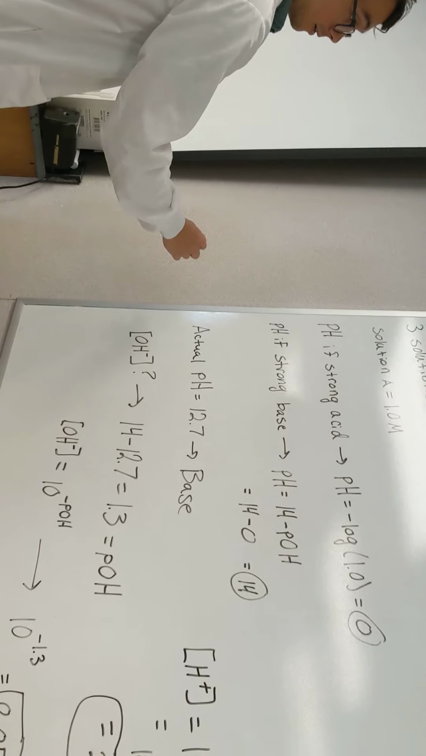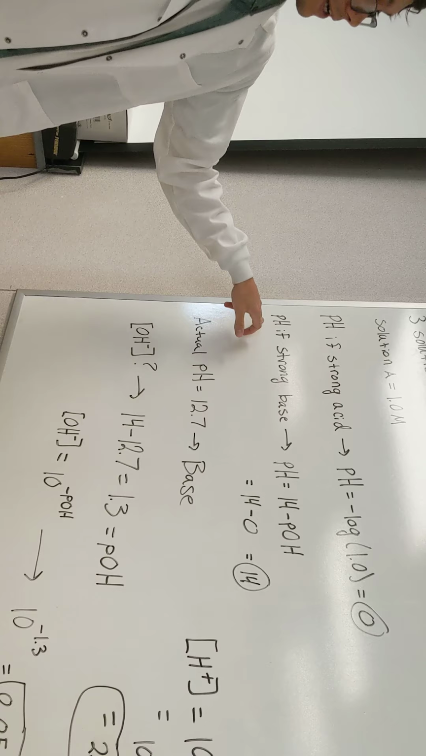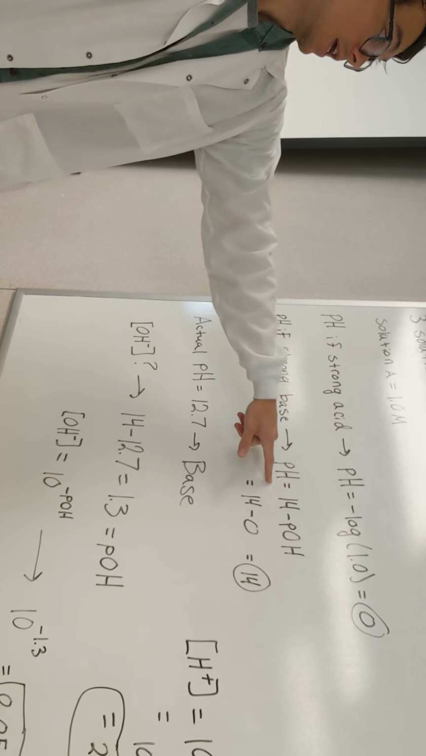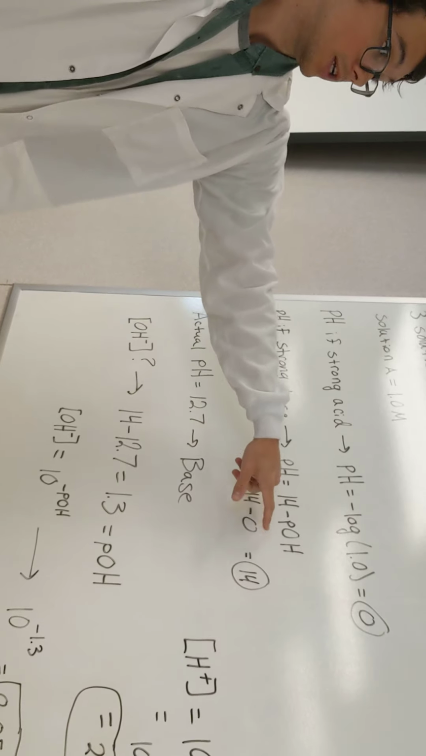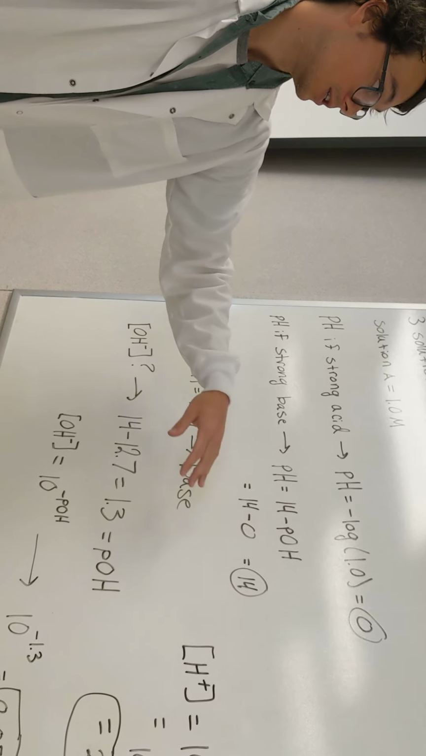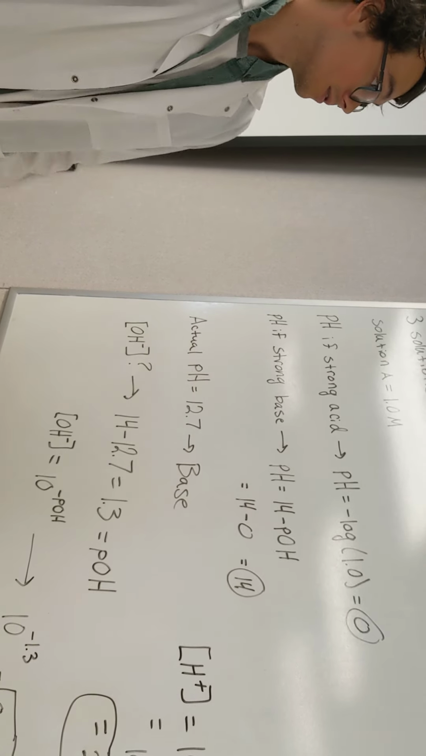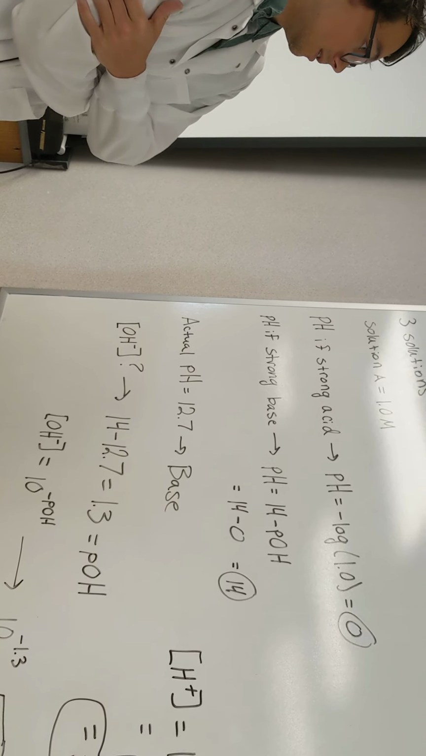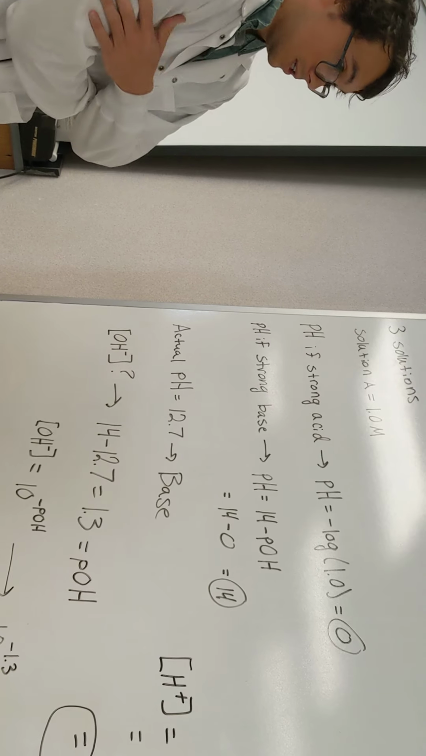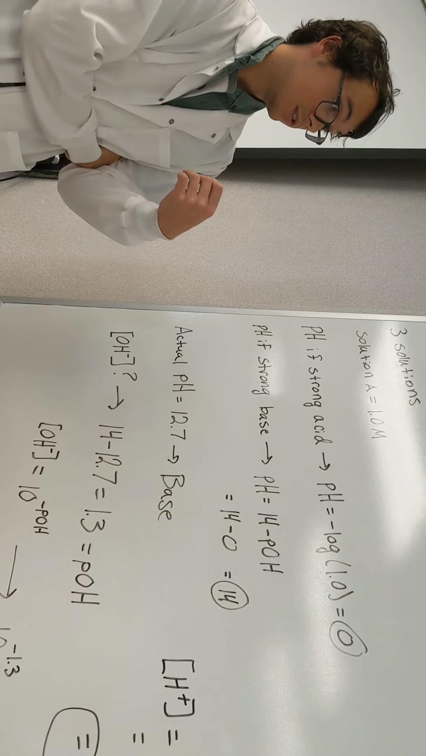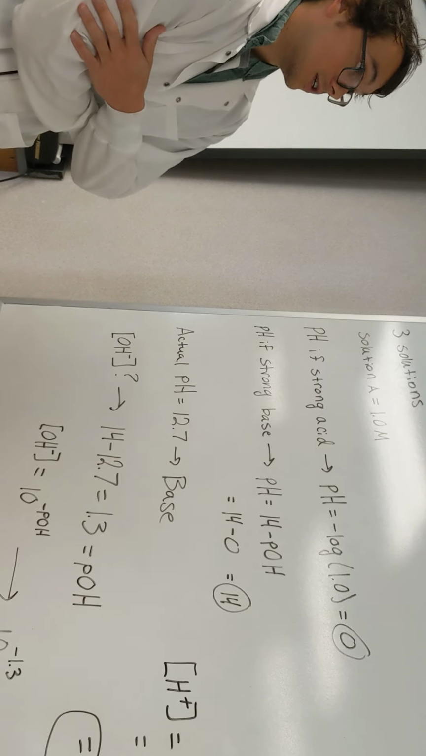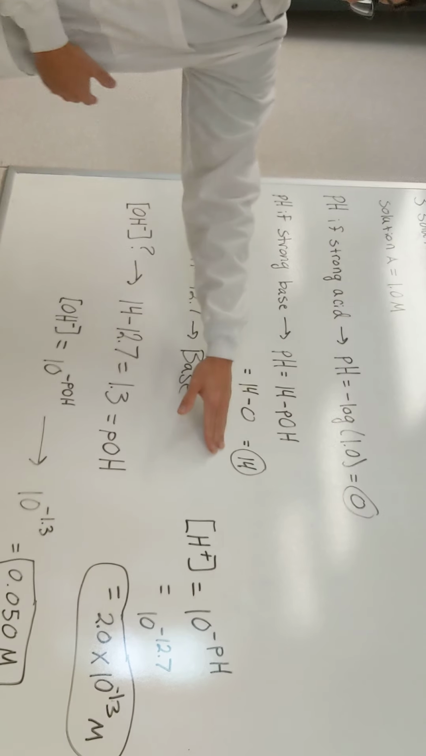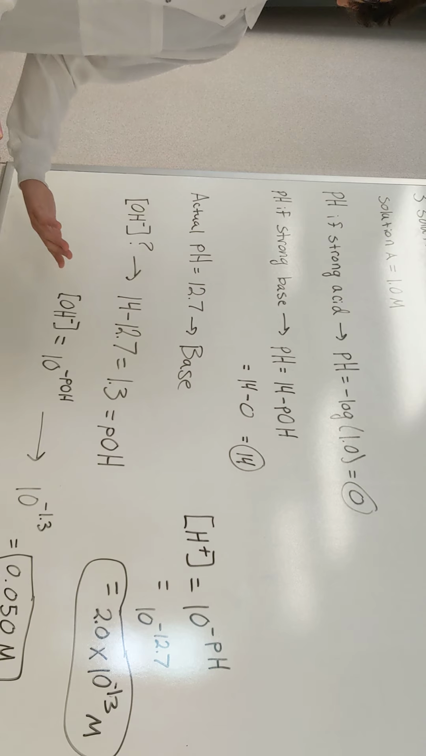Now, if we are going to say it's a strong base and find the pH, well, pH is equal to 14 minus pOH. So first thing you have to do is get your pOH and then subtract from 14. So basically what we did there, same deal. The pOH is negative log of OH concentration, and we got it to be 0. So 14 minus 0 equals 14. That makes sense because a strong base should be around 14.